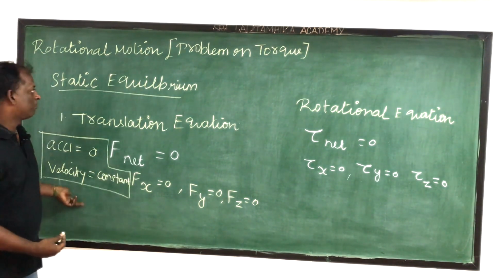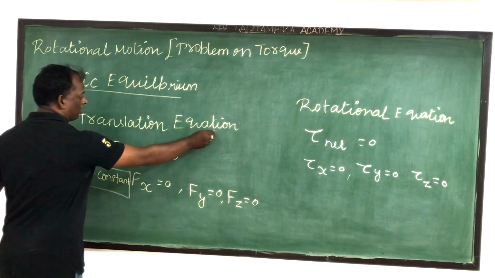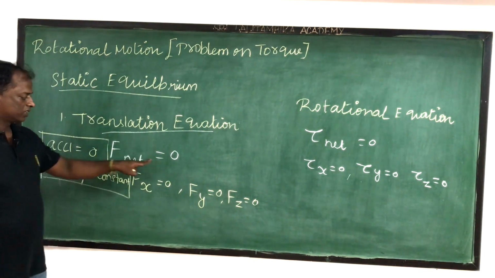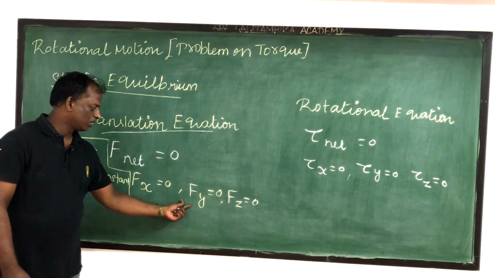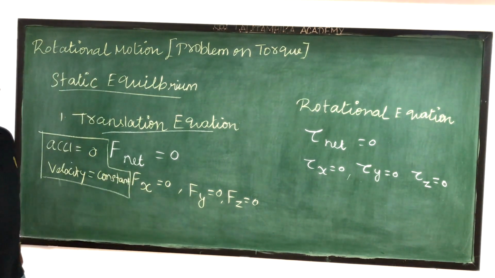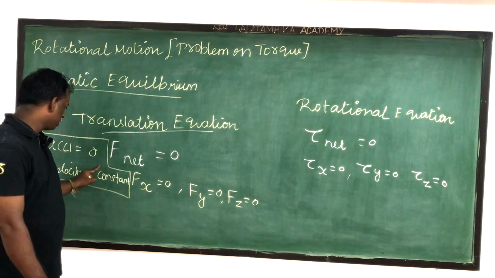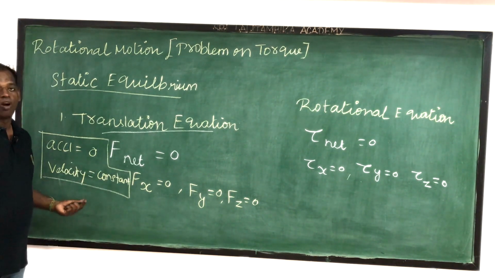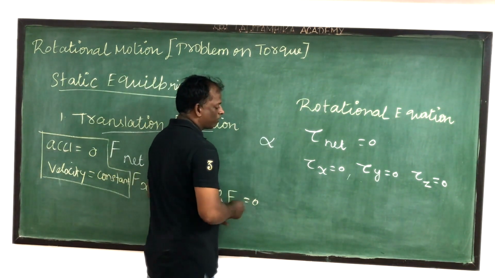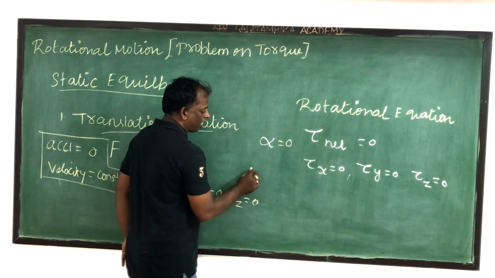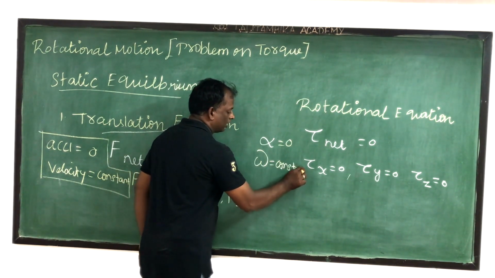So when we say an object is in static equilibrium or at rest, then in translation, F net, the total net force acting, is equal to 0. If F of x is equal to 0, F of y is equal to 0 or F of z is equal to 0, in this situation the acceleration will be 0 and the velocity will become constant. Similarly here, the acceleration is alpha. So alpha is equal to 0, then velocity omega is equal to constant. In what? In rotational.